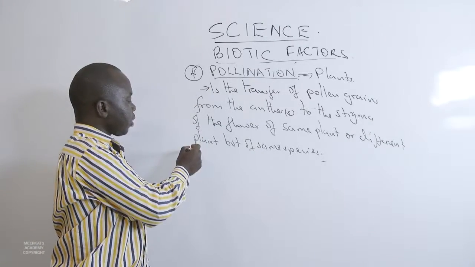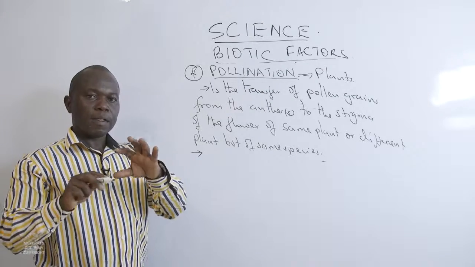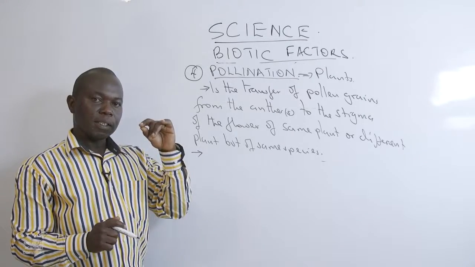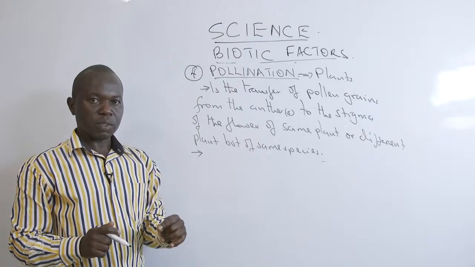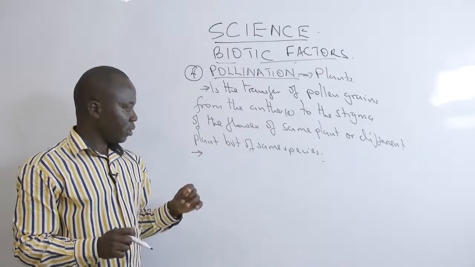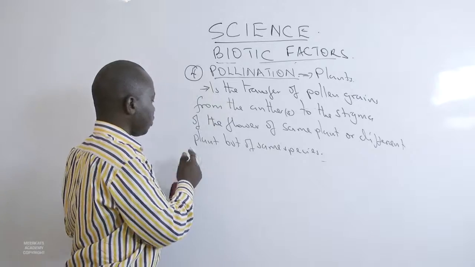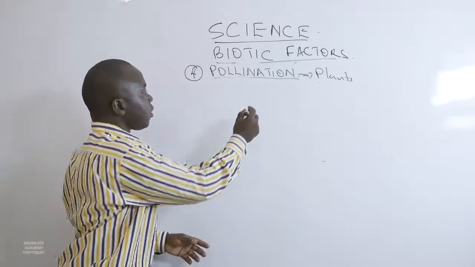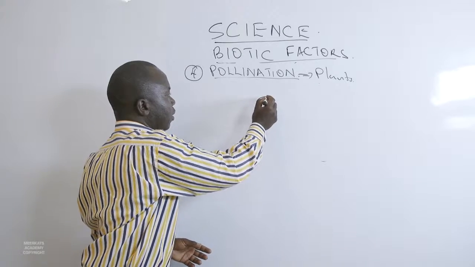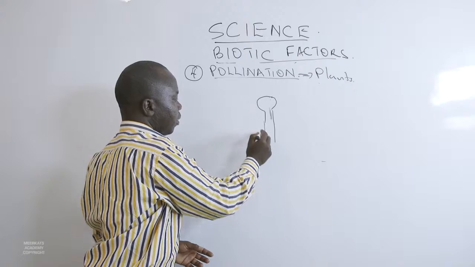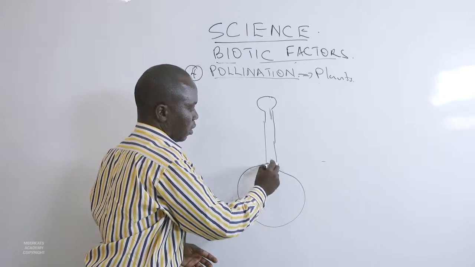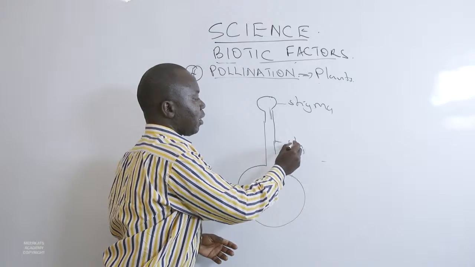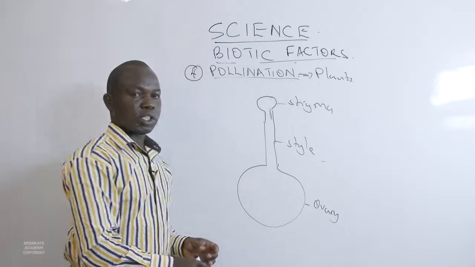But now the question is, after pollination, what happens? After pollination, the pollen grains will germinate on the stigma and produce a projection called a pollen tube. After landing on the stigma, it will form a pollen tube. We can use this diagram again to explain what happens. The style, then the ovary: that's the female part, the gynoecium.